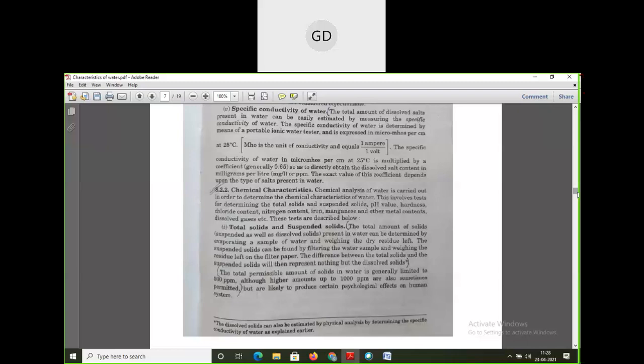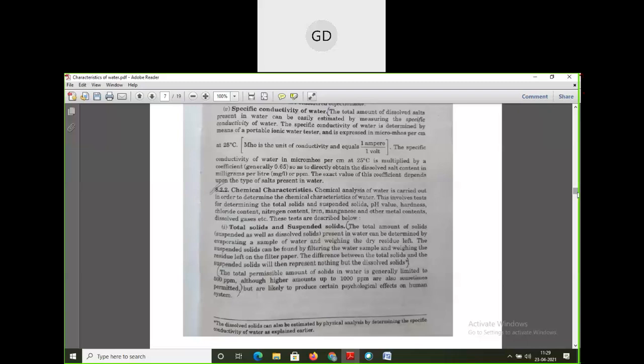You heat it, you evaporate it, and after heating, the residue will be left over. You just weigh the dry residue. You let the residue dry and then you weigh it. That will give you the total amount of solids.